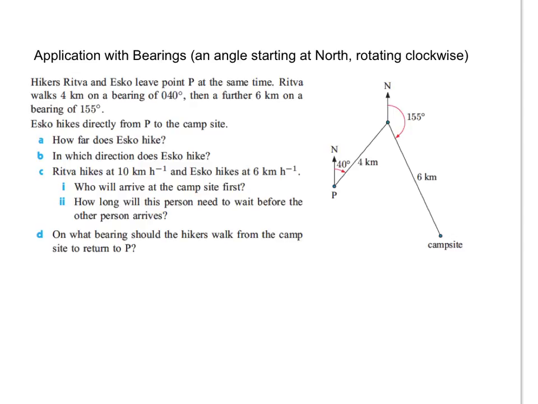And we have Ritva and Esko, and they both leave point P at the same time. Now it says Ritva walks 4 kilometers along a bearing of 40 degrees. Now, remember, bearings can be given in two different ways. We could have said north 40 degrees east, or we can simply give the bearing as an angle clockwise from due north. That's how these ones are given. They drew the picture, so you should have been able to see that pretty well. Then it says after that first 4 kilometers, Ritva turns and goes a further 6 kilometers on a bearing of 155 degrees, and ends up at the campsite here.